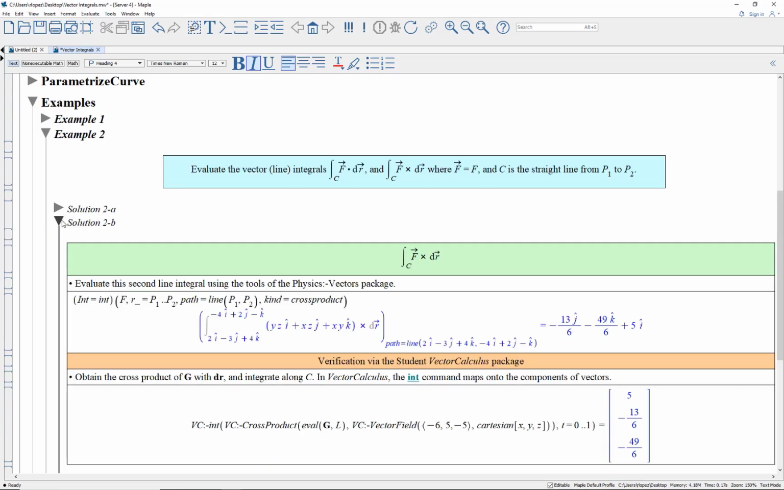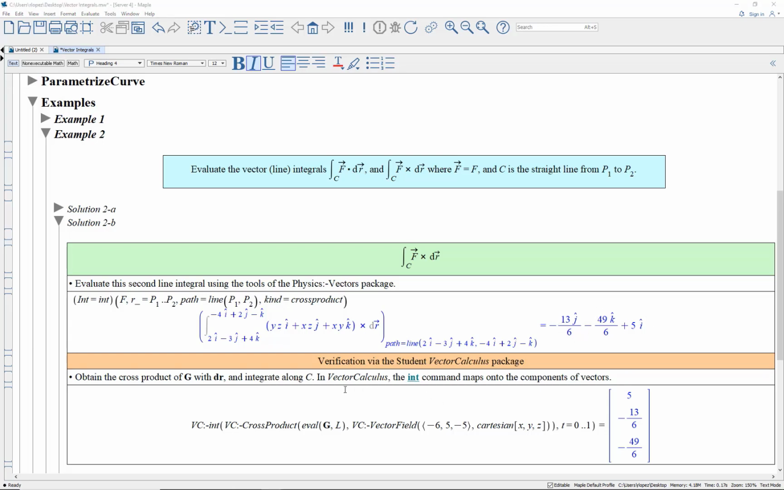The solution to part 2, where you have the integral of this cross product. So let's set that up. Int, there's the vector. There is the vector form of the integration variable, P1 to P2, because you're along a line, and you have to say here, kind equals cross product. And so on the left, you get this representation. There's the vector field, cross dr. It turns out to be this vector.